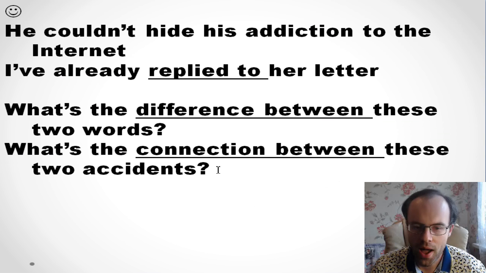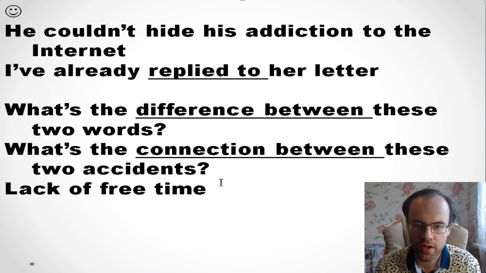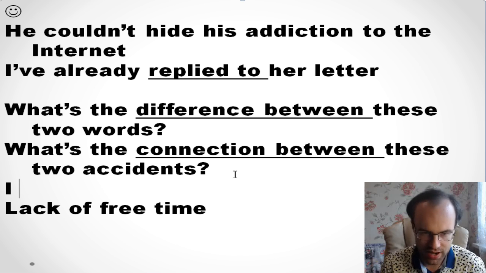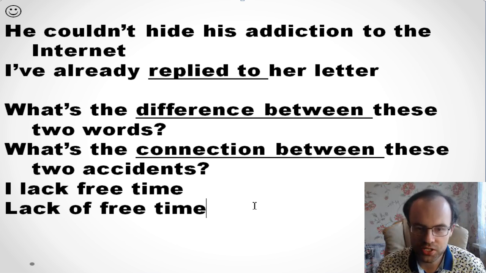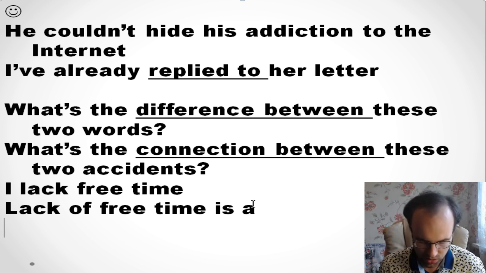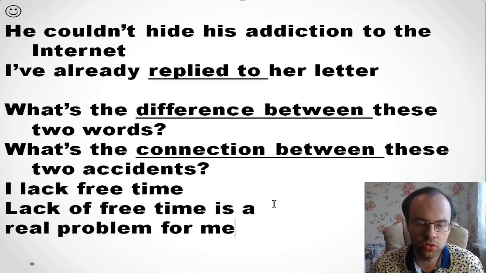For example, why didn't you do it? And you can say, lack of free time. Lack can be a verb. So you can say, I lack free time, or you can say, lack of free time is a real problem for me. It means that you don't have enough free time. So you can say I don't have free time, I have no free time, or I lack free time, or lack of free time is a real problem for me.